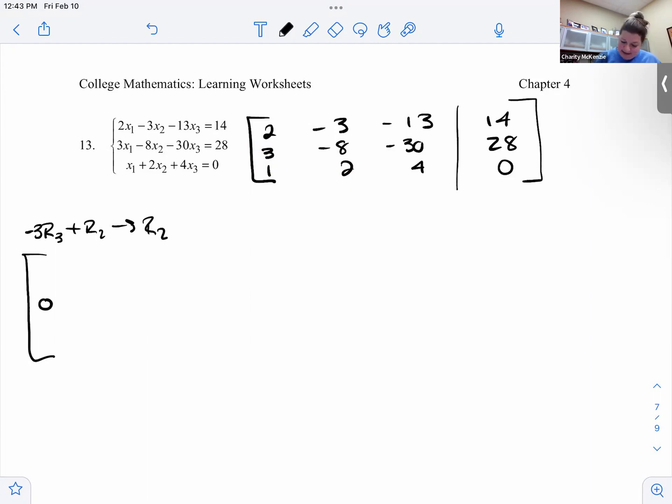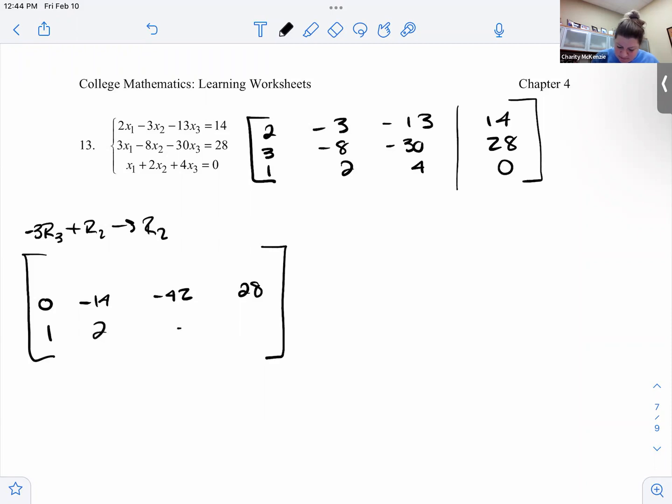And then -3 times, which row are we doing it by? By row 3. So that's going to give me -14, because -3 times 2 is -6, and -6 minus 8 more is -14. Then 4 times -3 is -12, and -12 plus -30 is -42. 0 times anything is 0, 0 plus 28 is 28. So we only changed the one row.